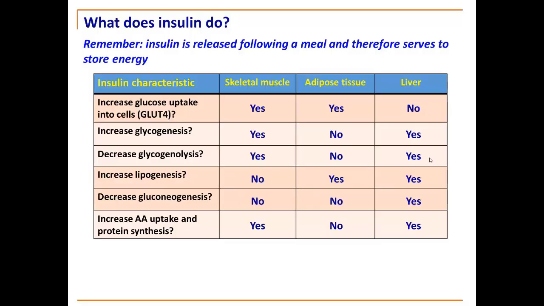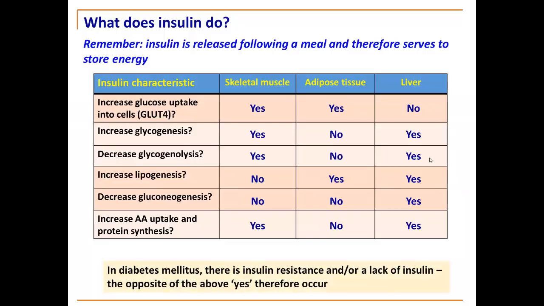And remember what happens in diabetes mellitus. In type 1 diabetes, you have a lack of insulin. And in type 2, you have insulin resistance. So basically, in diabetes mellitus, to varying degrees, the opposite of the yeses above occur. So if you have diabetes mellitus and it's poorly controlled, that becomes no, no, no, no, no, no, no, no, etc. So basically, the whole table is a no in diabetes mellitus, poorly controlled.